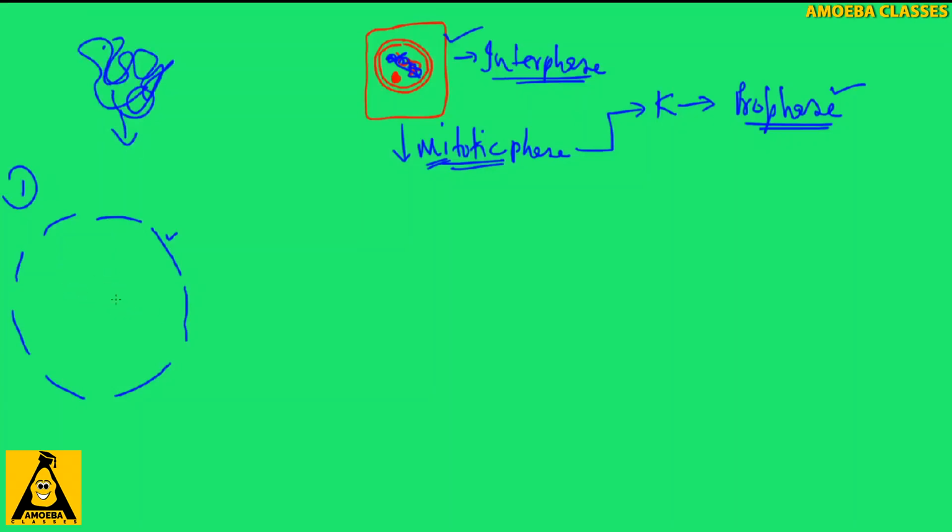It will be condensing to form what? Chromosomes. And right now these chromosomes have how many chromatids? Each chromosome is carrying what? 2 chromatids, right? The diagram will be somewhat like this. That means one centromere, one chromosome, and one chromosome is having how many chromatids? 2 chromatids. So here I will be taking an example of 2 chromosomes.